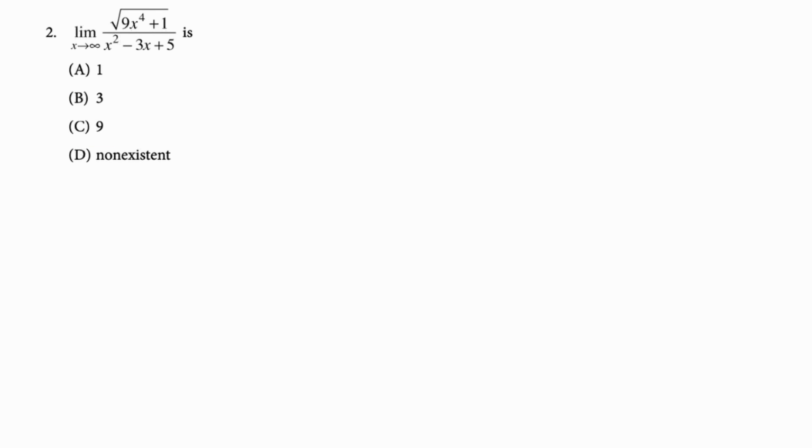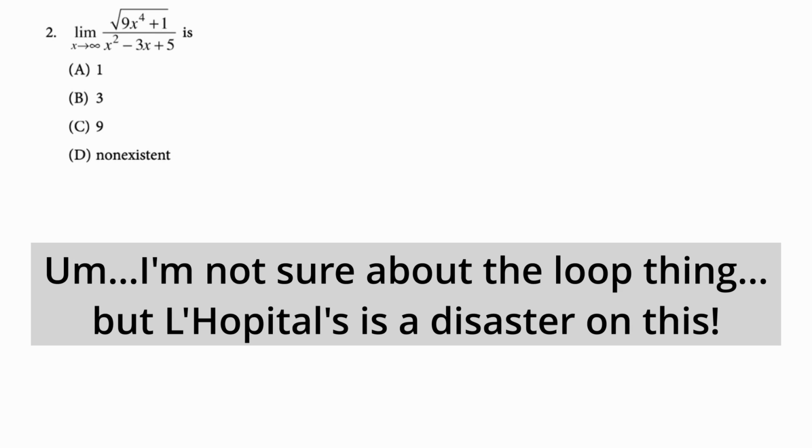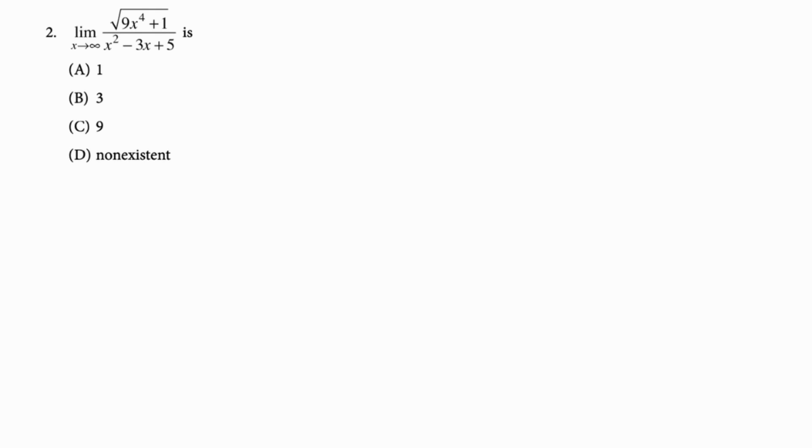Number two, the limit as x approaches infinity, the square root of 9x to the fourth plus 1 all over x squared minus 3x plus 5. This looks like a L'Hopital's problem because you get infinity over infinity. This is a classic L'Hopital's loop problem, so you don't want to use L'Hopital's. The way you know that is you have this radical thing over a polynomial, and you're going to infinity. So what I'm going to do instead, I'm going to factor x to the fourth out of everything inside that radical. Let's take a look what that looks like.